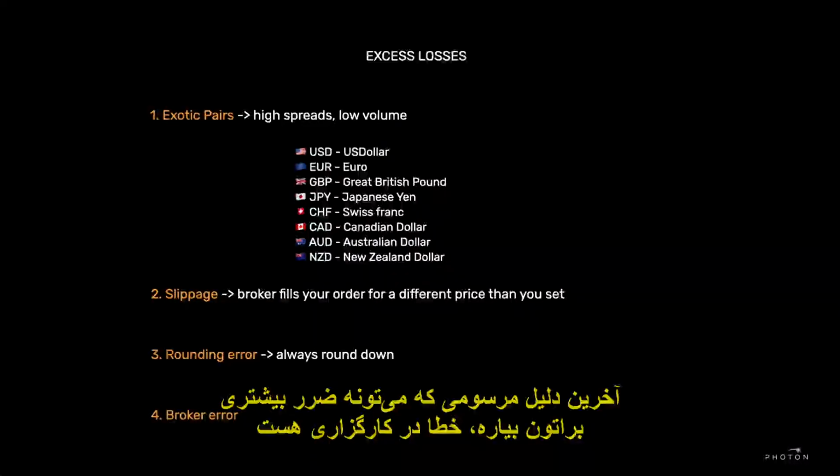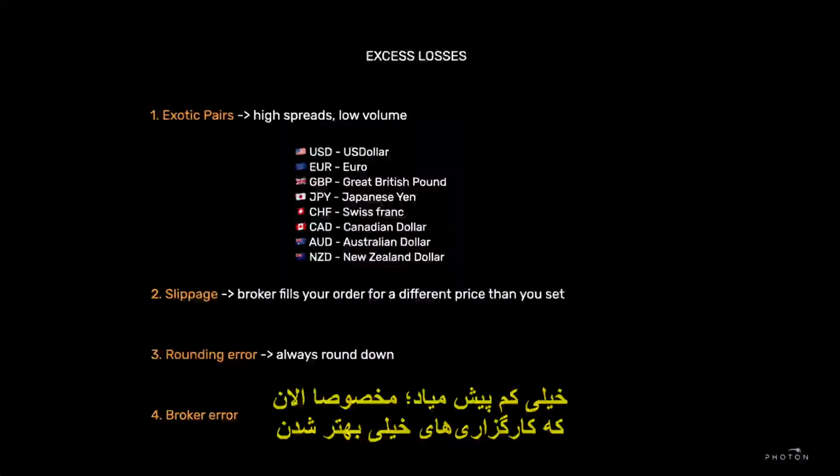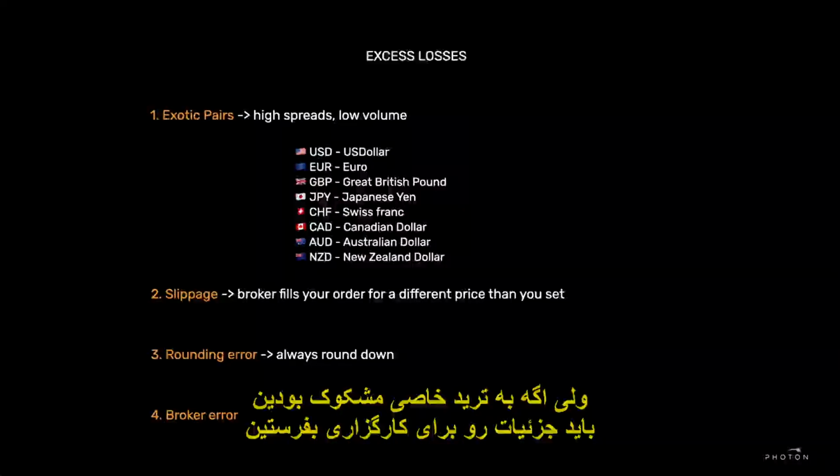And the final common cause of excess losses can be broker error. This is when you're triggered out for a loss when you should not have been. It's rare, especially nowadays. Brokers are pretty good on this stuff. But if you are skeptical about a certain trade, then you should contact your broker with the details.